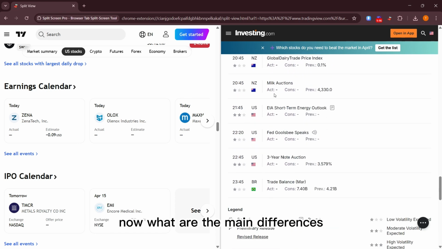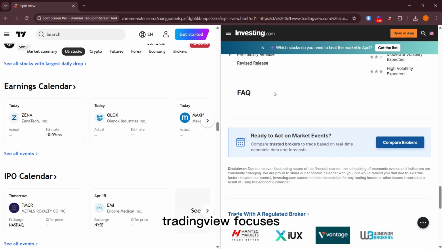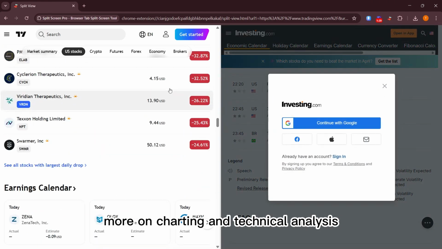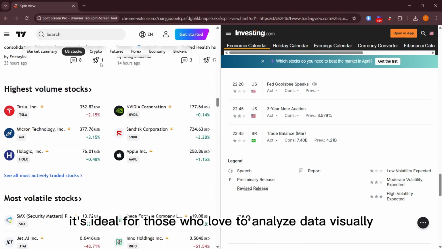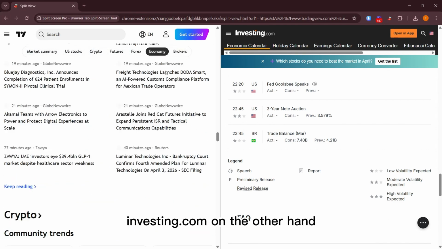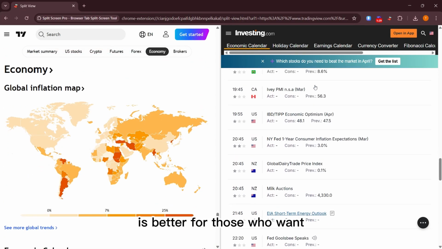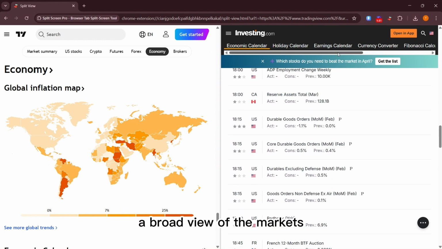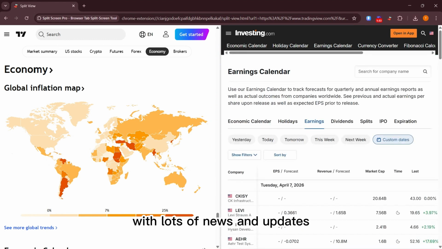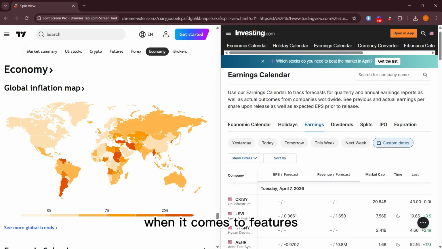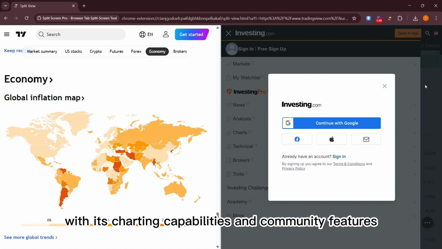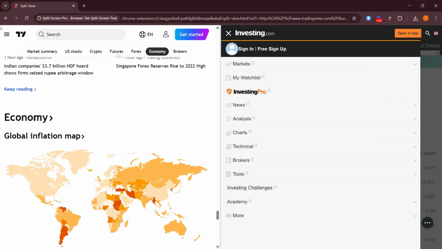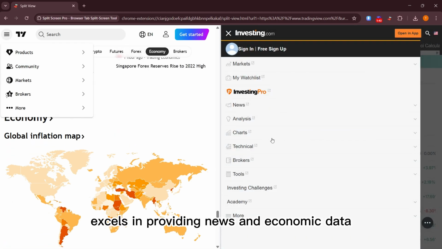Now, what are the main differences? TradingView focuses more on charting and technical analysis. It's ideal for those who love to analyze data visually. Investing.com, on the other hand, is better for those who want a broad view of the markets with lots of news and updates. When it comes to features, TradingView shines with its charting capabilities and community features. Investing.com excels in providing news and economic data.